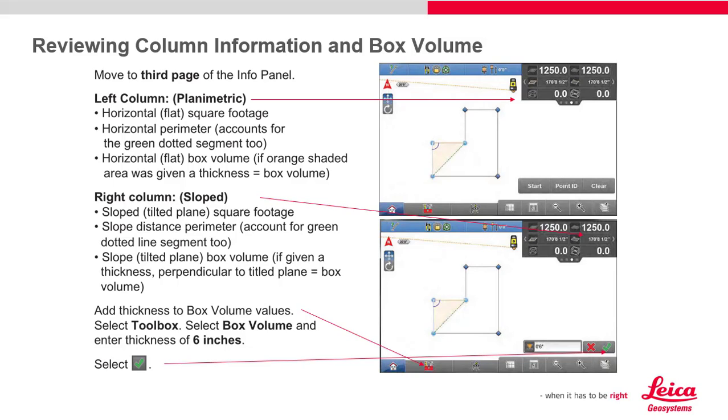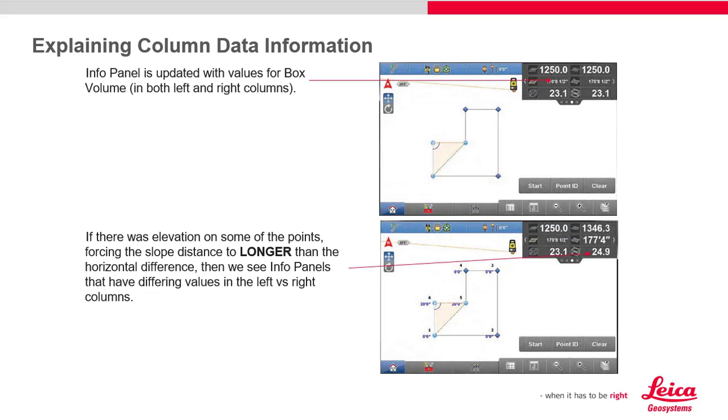To create a box volume, after an area is selected, hit the toolbox and tap the box volume. Enter a thickness, hit the check mark. The info panel will be updated with values for the box volume in left and right columns. If an elevation on some of the points forces the slope distance to be longer than the horizontal difference, we'll see the info panel having different values in the left versus right columns.